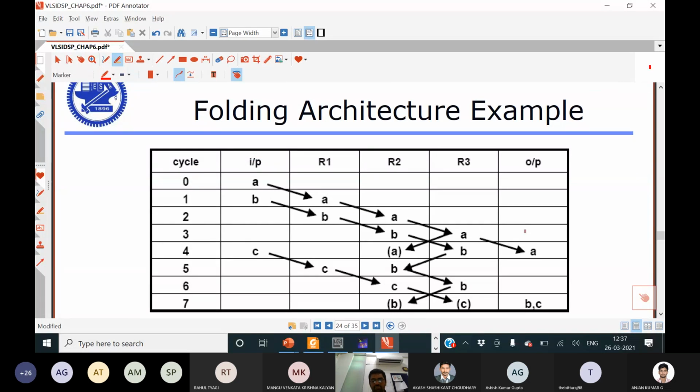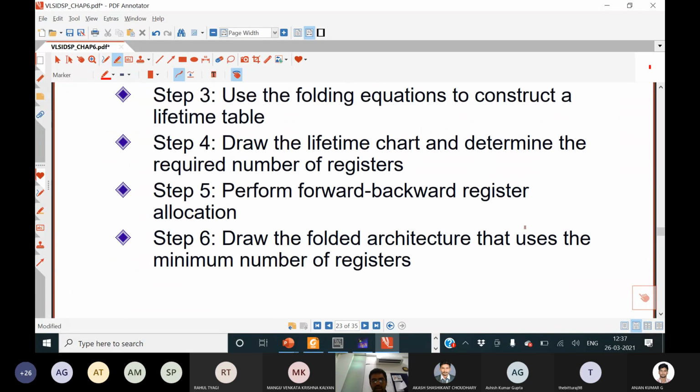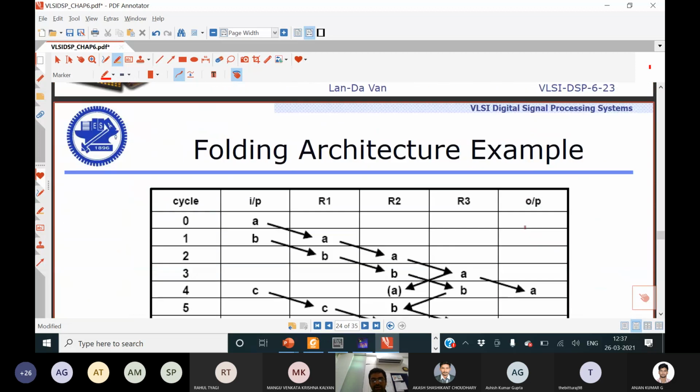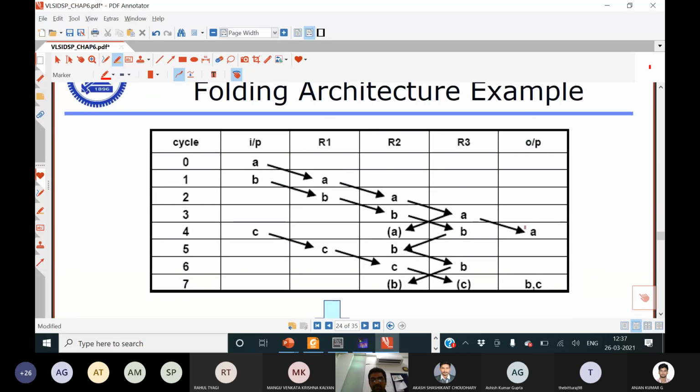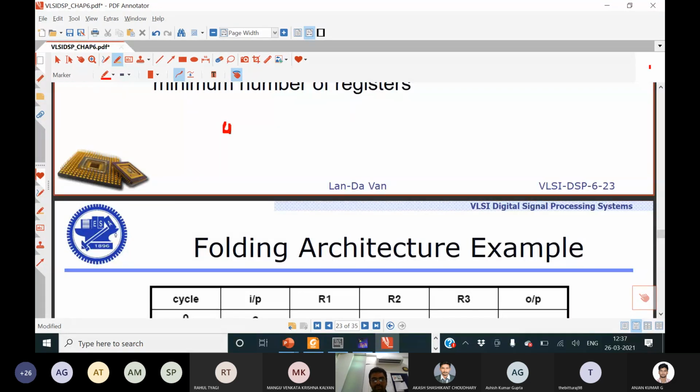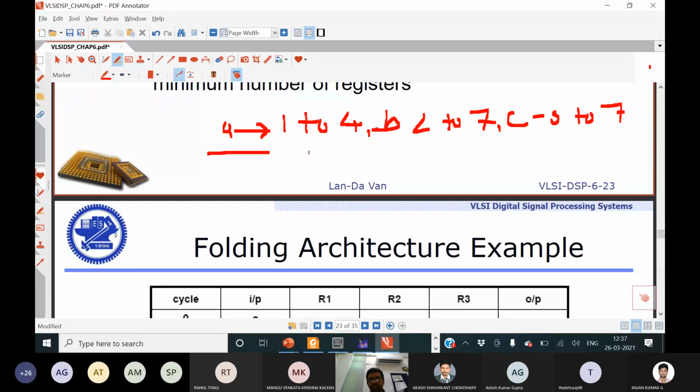Okay. Now, just remember the lifetime of A. What is the lifetime of A? If we remember, A is 1 to 4. B is 2 to 7. And C is 5 to 7. This was the lifetime of A, B and C.